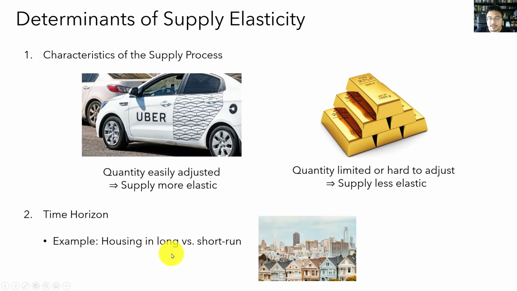But over the long run, okay, more housing can be built. And in fact, certain types of less dense housing can be replaced with certain types of more dense housing, right? Single family homes can be replaced by condos or apartments or high rises, okay? And zoning laws can change. And so in the long run, the housing supply is able to respond to prices much more than it can in the short run.